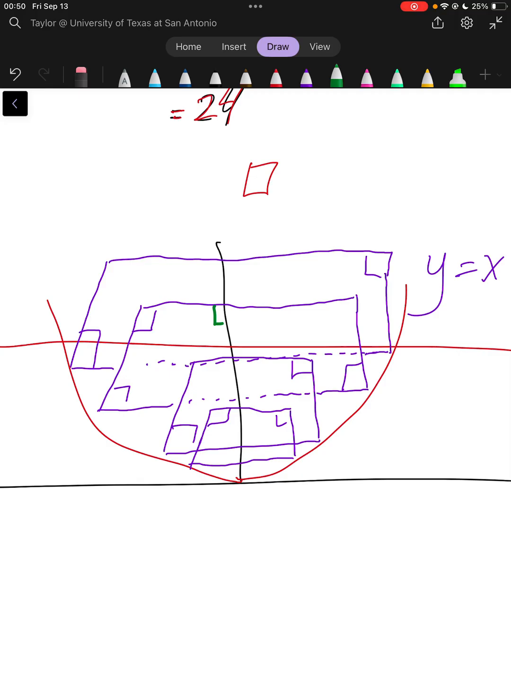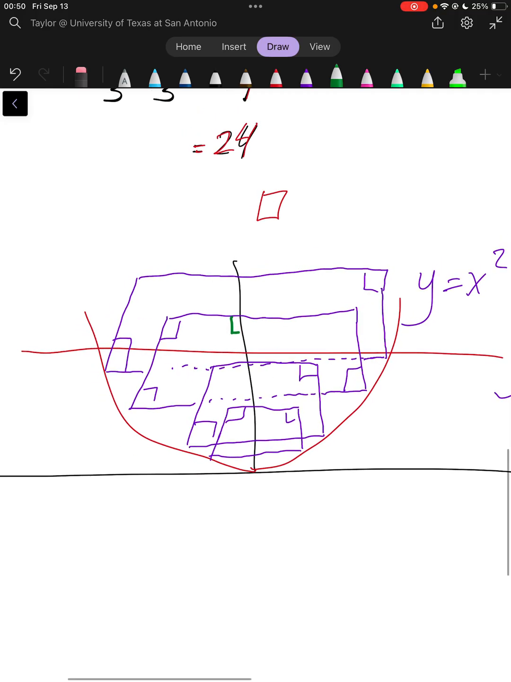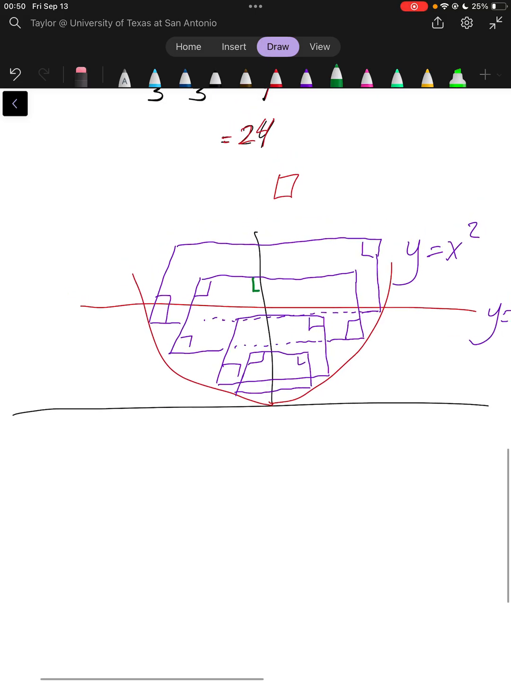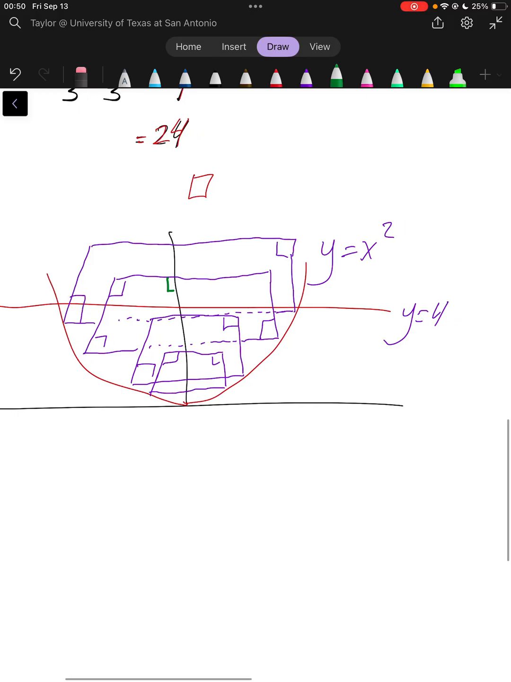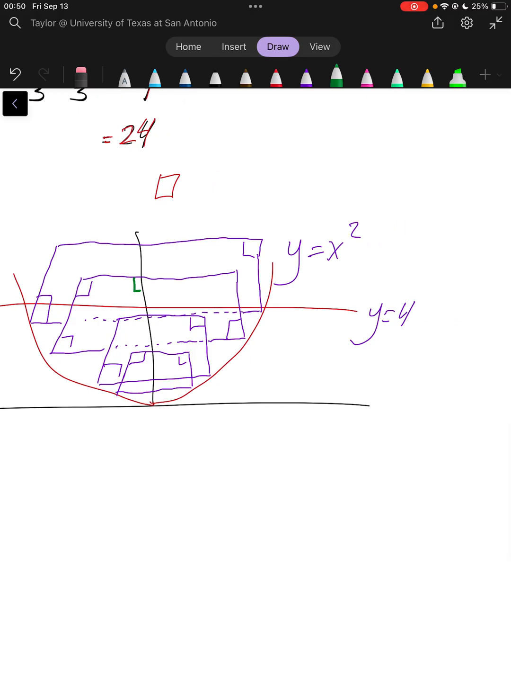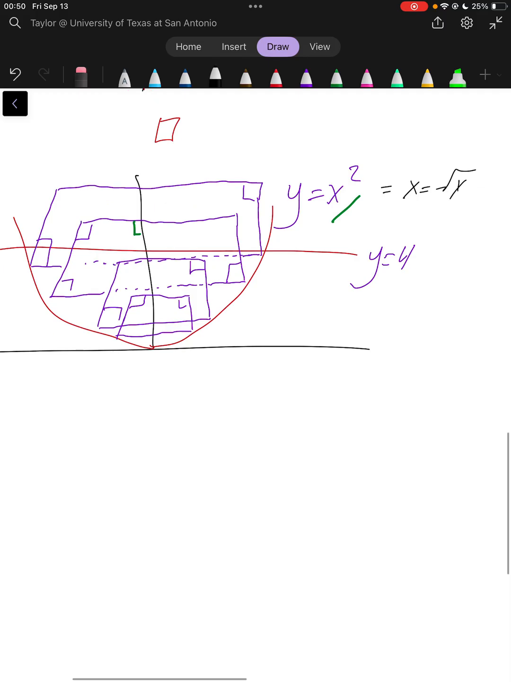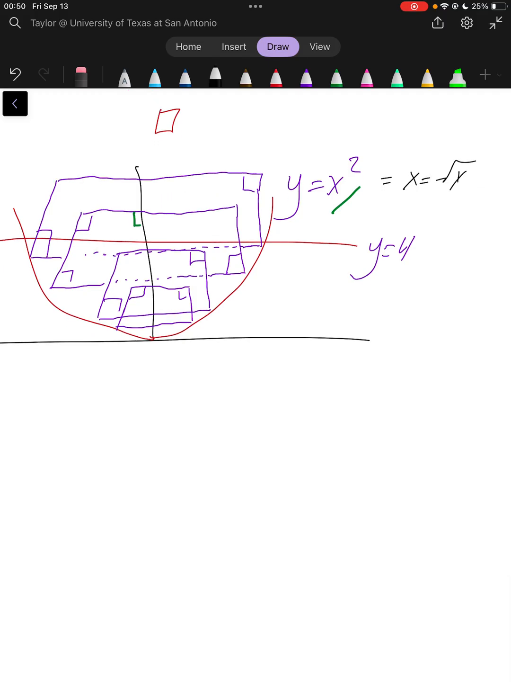Okay, awesome. So since we're perpendicular to the y-axis this time, we're going to need to integrate with respect to y. We have an expression that is in terms of x, so I'm going to solve for x here. And this gives me x equals the square root of y.